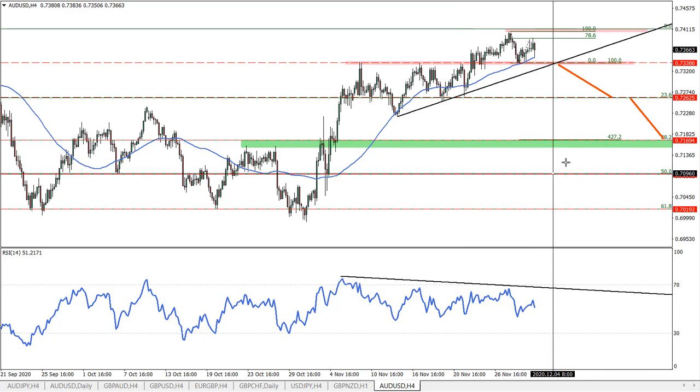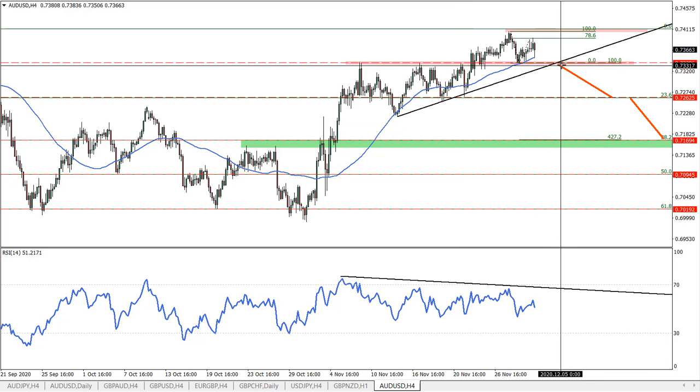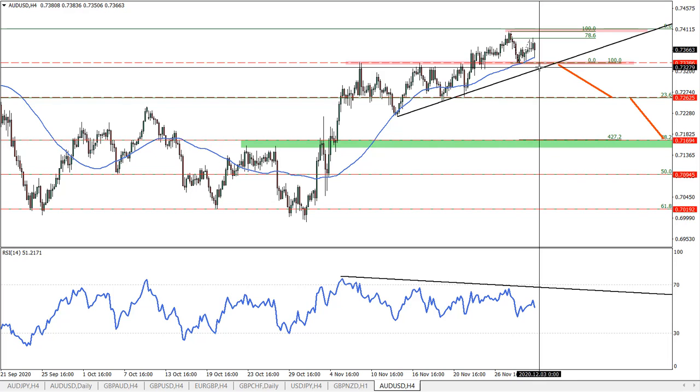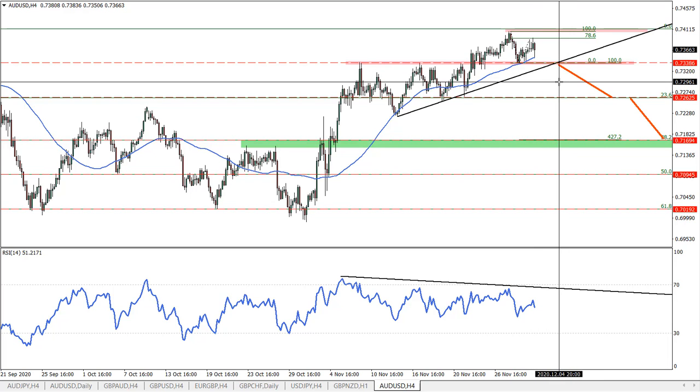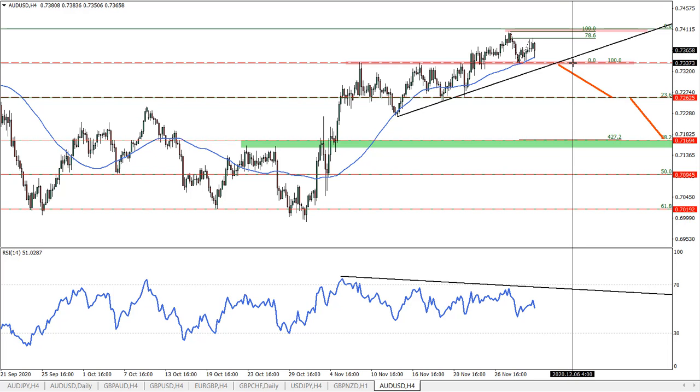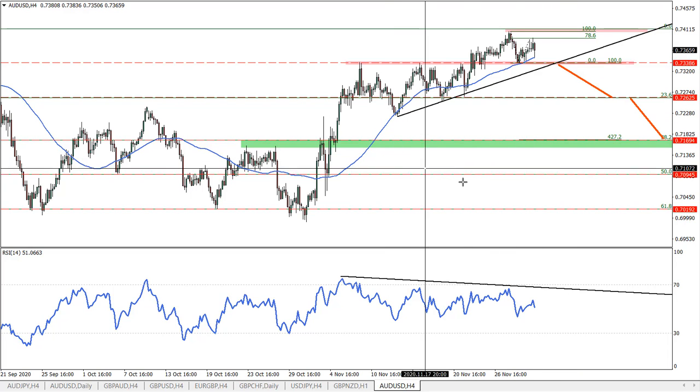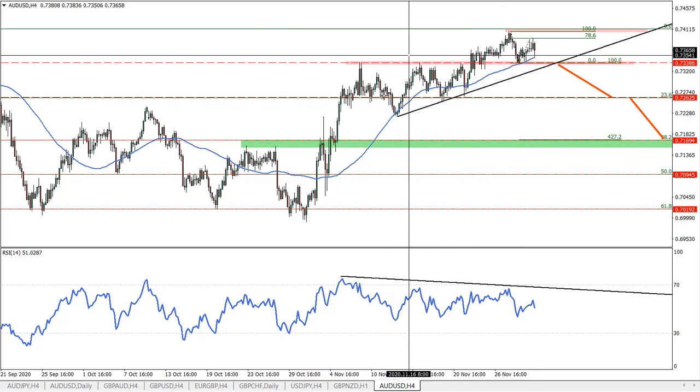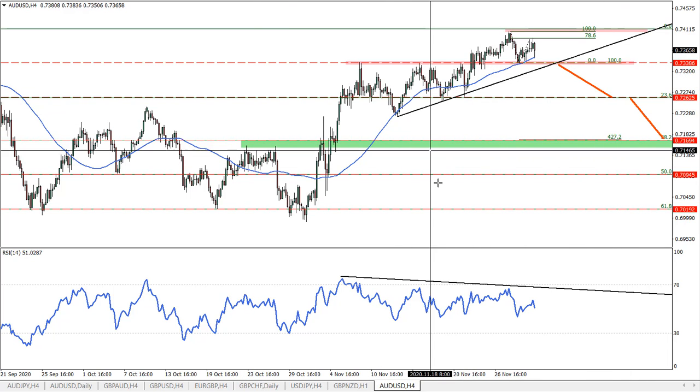But what we can certainly see is that there is a key support which must be broken. Perhaps after the breakout there will be a pullback towards this area, which might provide an opportunity for sellers to short Australian versus the dollar.